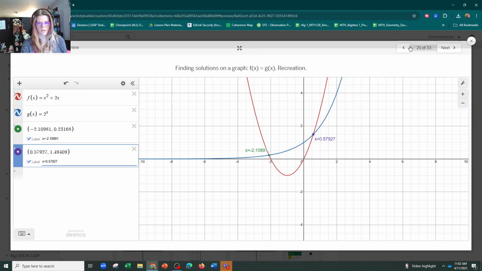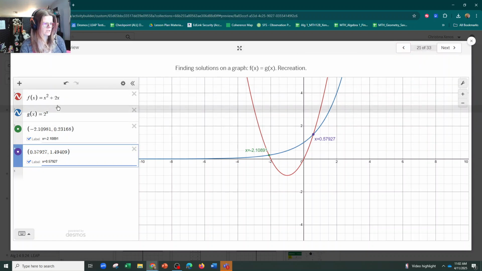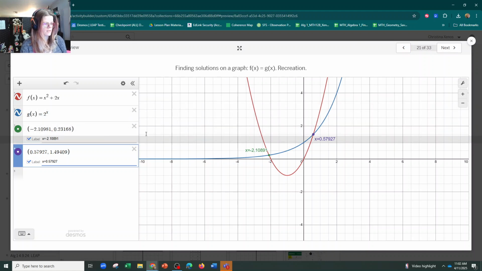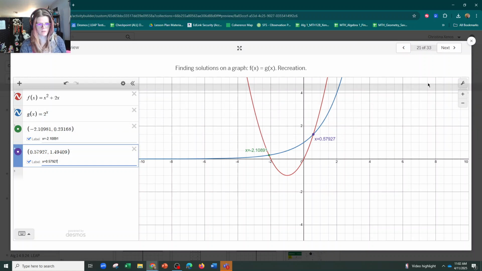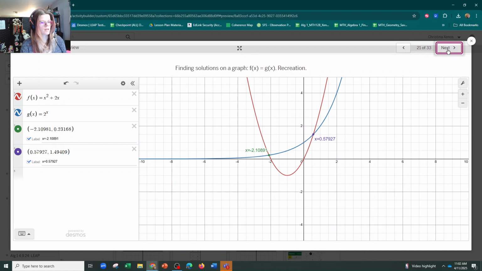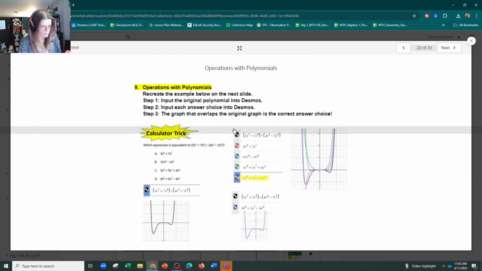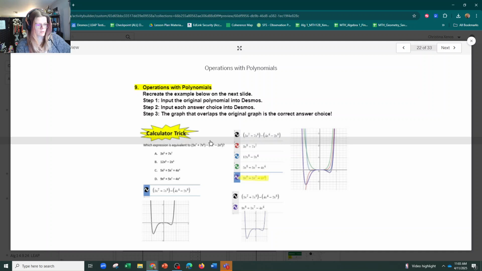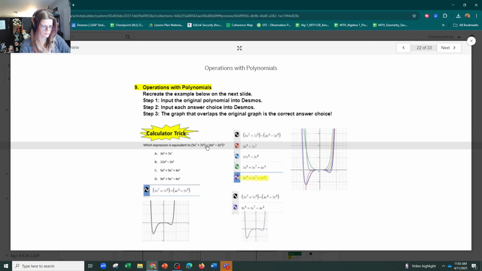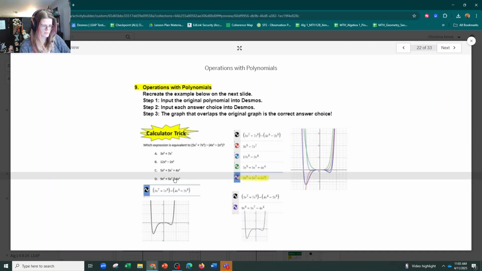You might need to round depending on the question you're trying to answer, but I only care about the x values here. So again, left side, right side, make two separate functions, and then look at those intersection points to get those answers. Next, operations. So this one, operations with polynomials. You've got a subtraction, okay? A, B, C, or D.